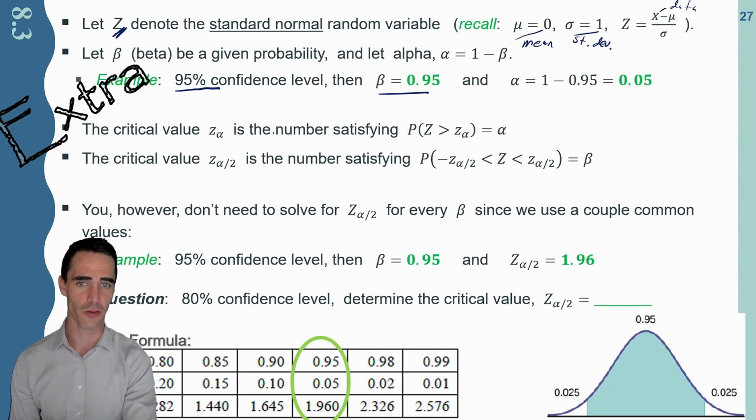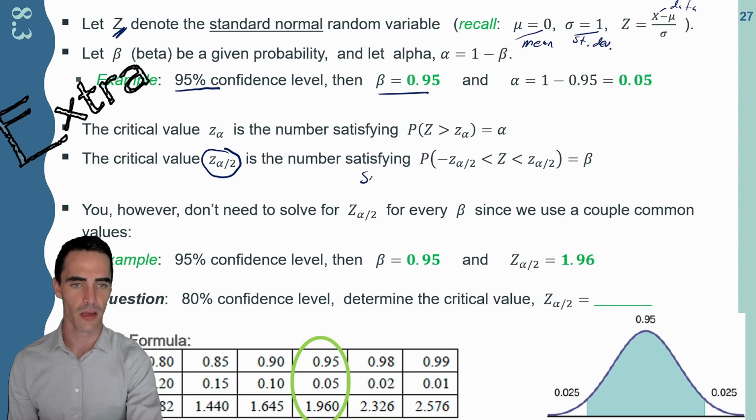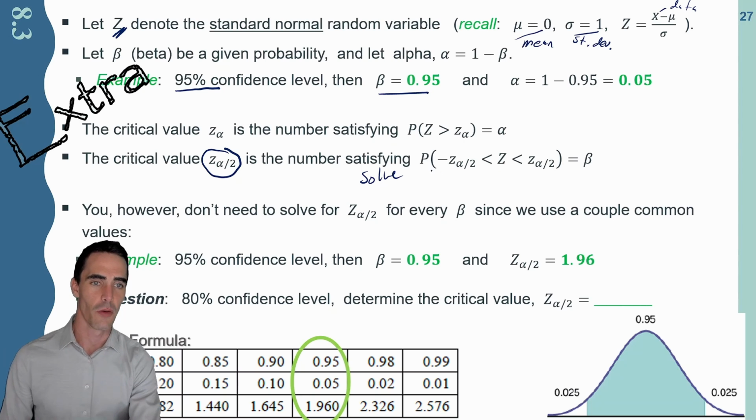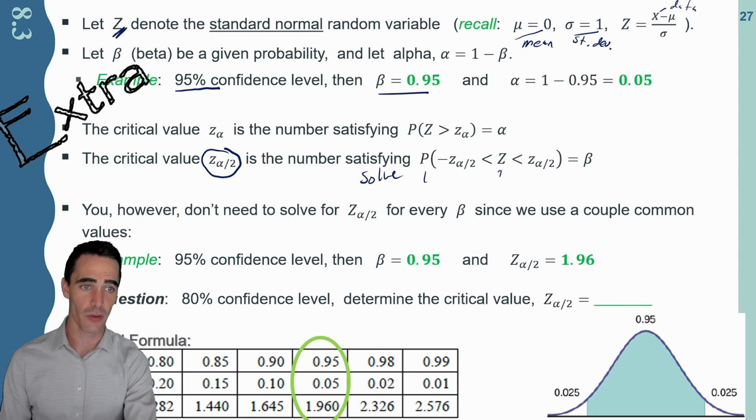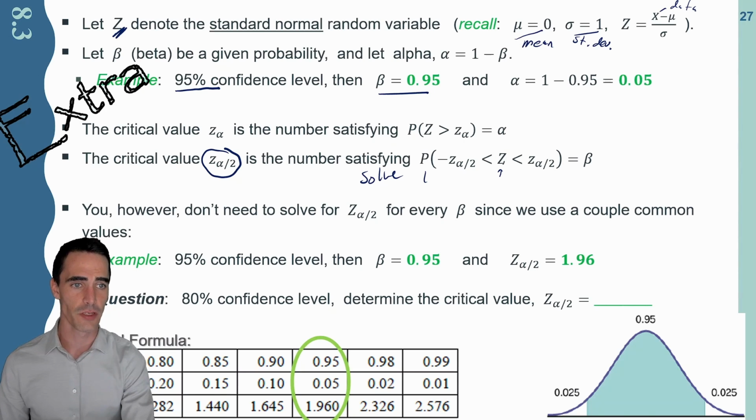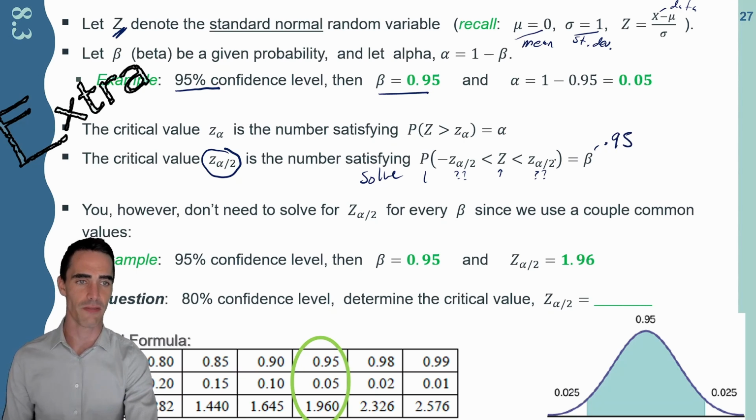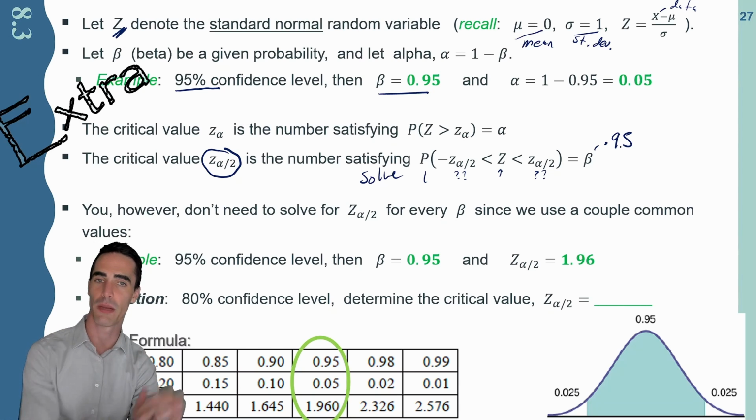This critical value, this Z alpha over 2, the one that we're really interested in, comes from solving this equation. It says, look, what's the probability that a critical value, Z alpha over 2, this is like writing X for different distributions, is in between negative, whatever this value is, we're not sure, and positive, whatever this value is, such that it's equal to, let's say, 0.95, if we're trying to find the critical value that corresponds to a beta of 0.95.